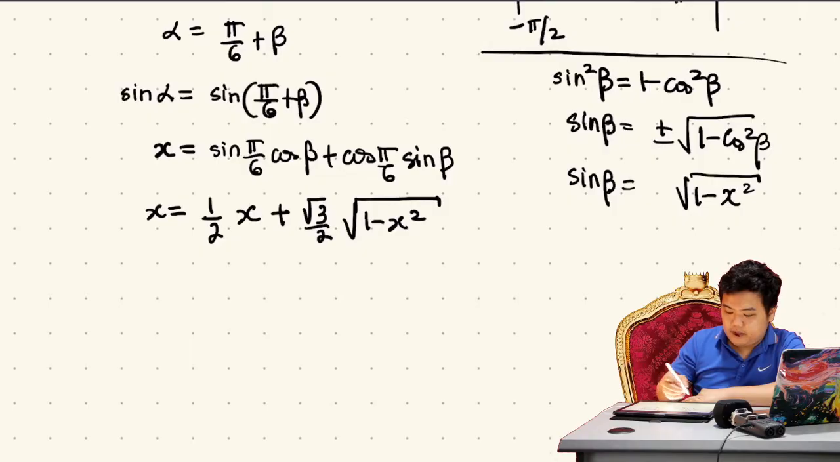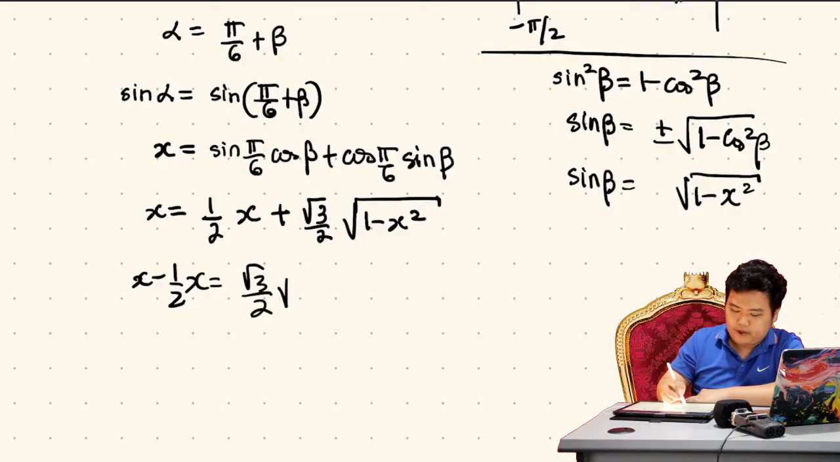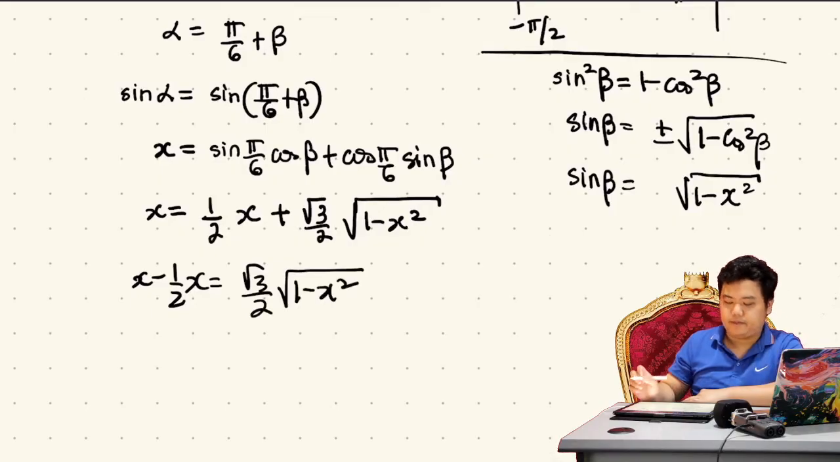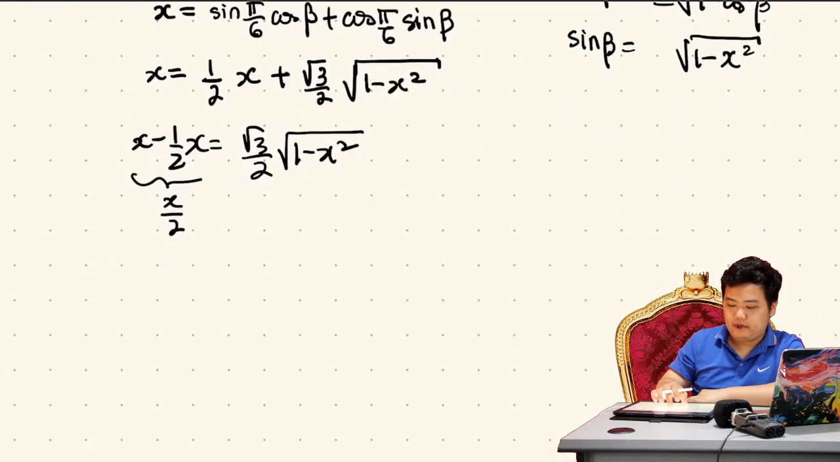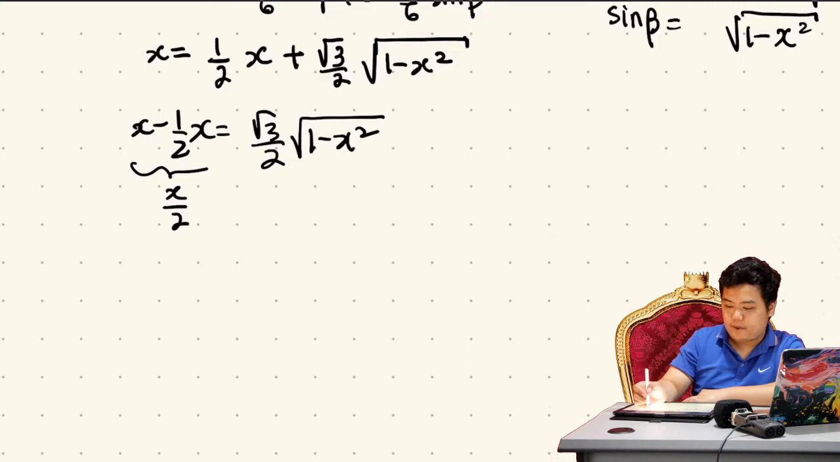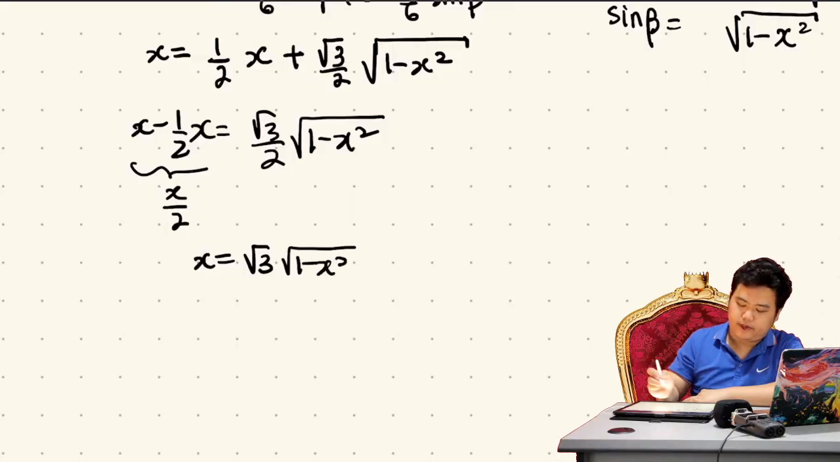So, isolate muna natin. So, x minus 1/2 x is equal to square root of 3 over 2, 1 minus x square. Multiply both sides by 2. Ito ay x over 2. And then, multiply both sides by 2. We get x is equal to square root of 3, square root of 1 minus x square.